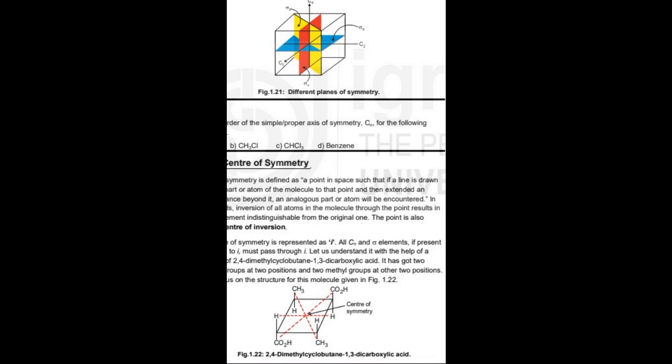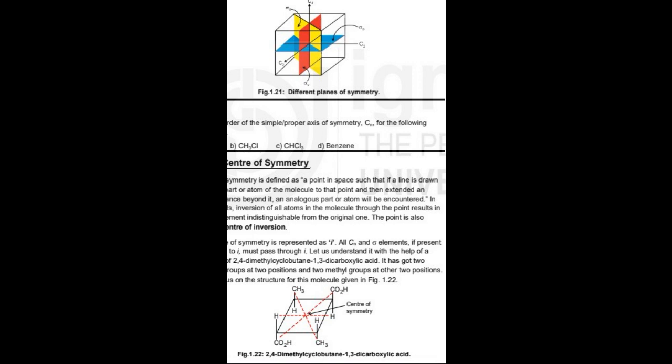1.4.3 Center of symmetry. Center of symmetry is defined as a point in space such that if a line is drawn from any part or atom of the molecule to that point and then extended an equal distance beyond it, an analogous part or atom will be encountered. In other words, inversion of all atoms in the molecule through the point results in an arrangement indistinguishable from the original one. The point is also called a center of inversion. The center of symmetry is represented as i. All Cn and sigma elements, if present, in addition to i, must pass through i.